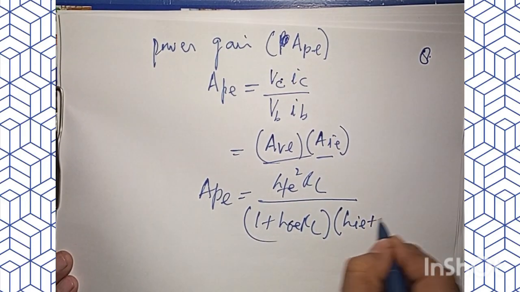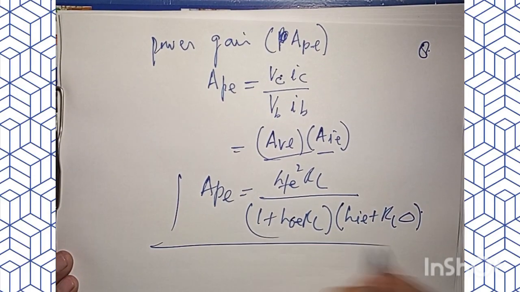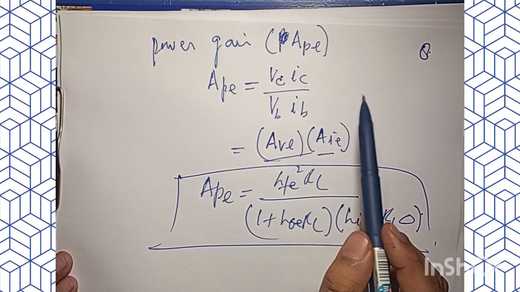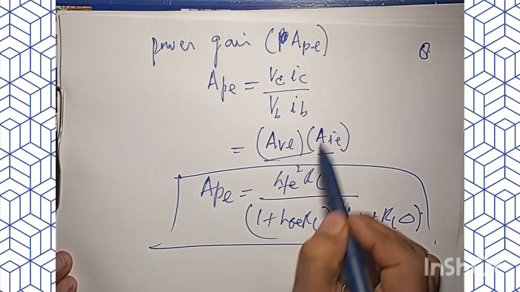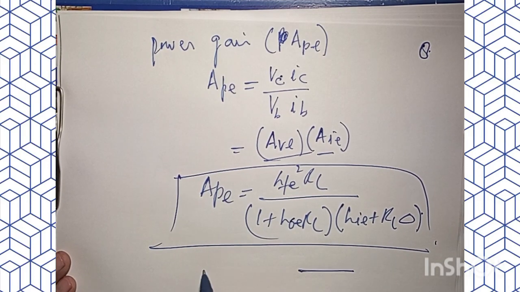HIE plus del RL. So this will be your assignment. You can do it. You can just use the equations of voltage gain and current gain, and finally you can obtain the equation of power gain of a transistor in common emitter configuration in terms of hybrid parameters.